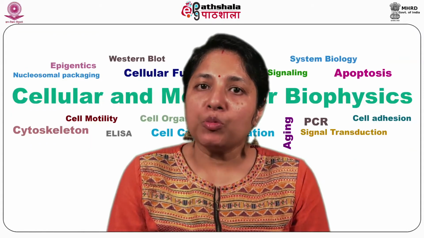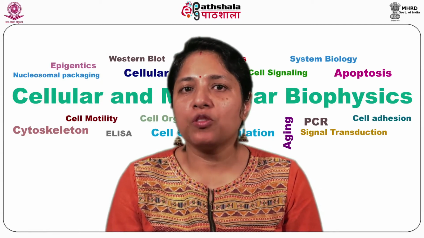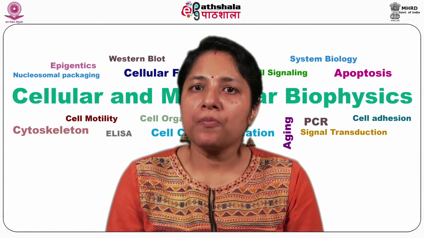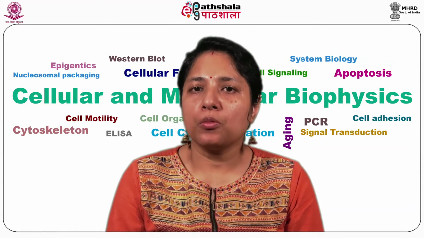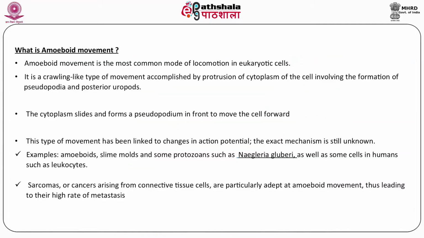Now, second, amoeboid movement. Amoeboid movement is the most common mode of locomotion in eukaryotic cells. It is a crawling-like type of movement accomplished by protrusion of the cytoplasm of the cell, involving the formation of pseudopodia and posterior uropods. The cytoplasm slides and forms a pseudopodium in front to move the cell forward.